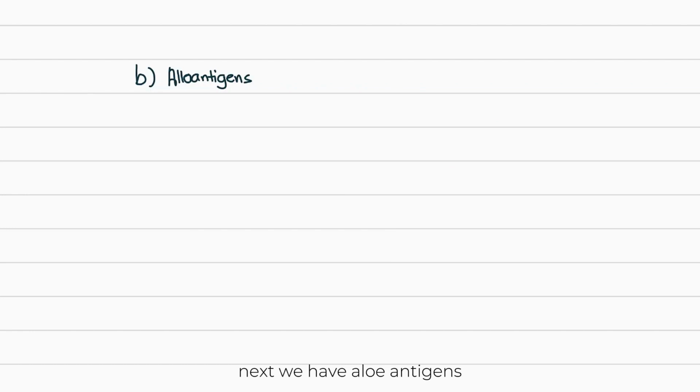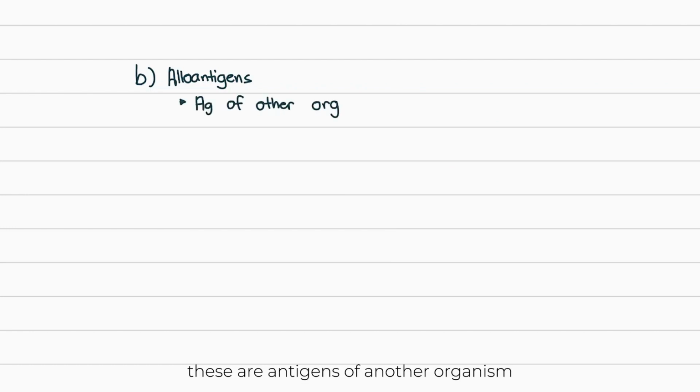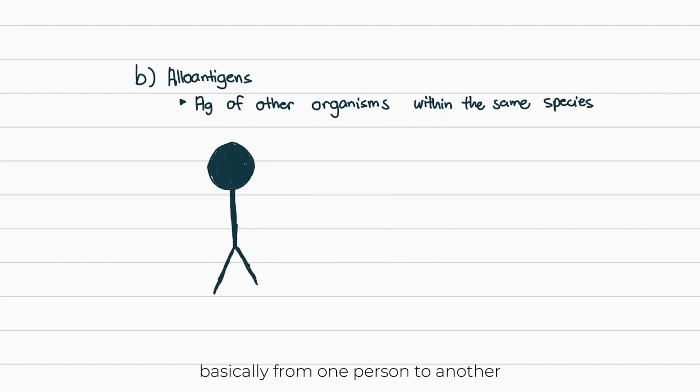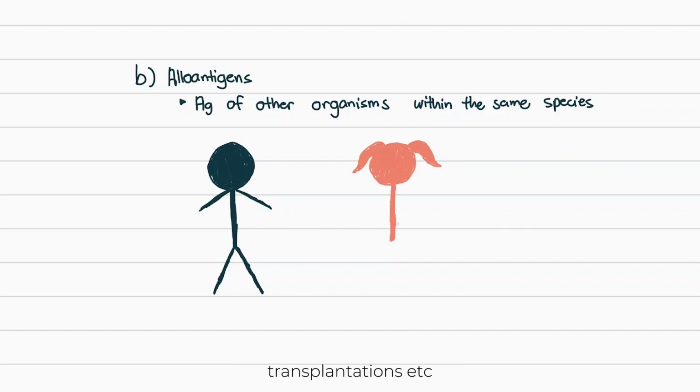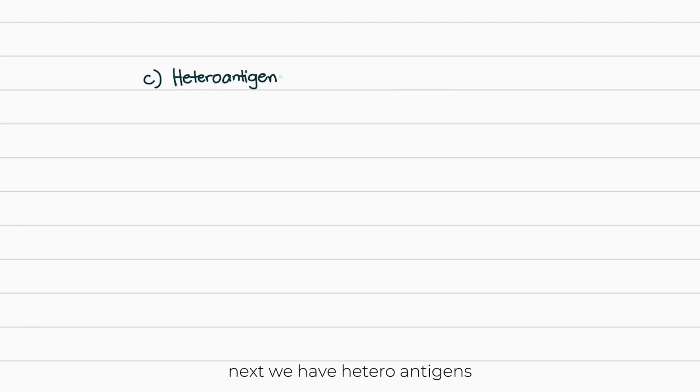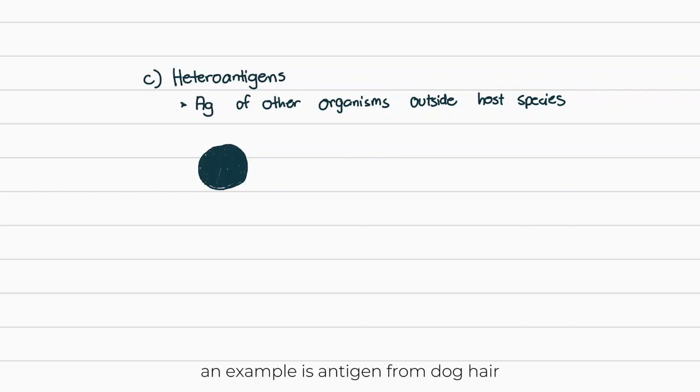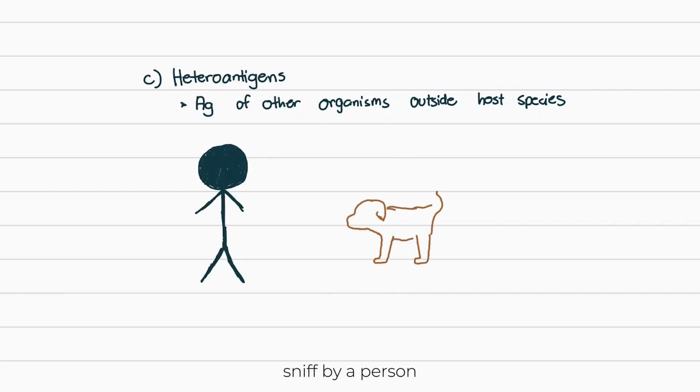Next, we have alloantigens. These are antigens of another organism coming from the same species, basically from one person to another. Examples of antigen acquisition include blood transfusions, transplantations, etc. Next, we have heteroantigens. These are antigens of another organism coming from a different species. An example is antigen from dog hair sniffed by a person which triggers an allergic response.